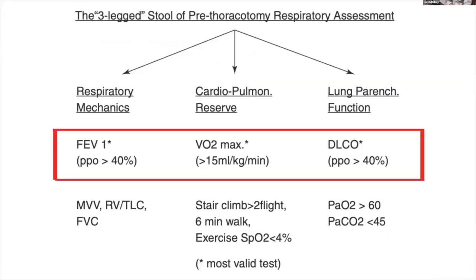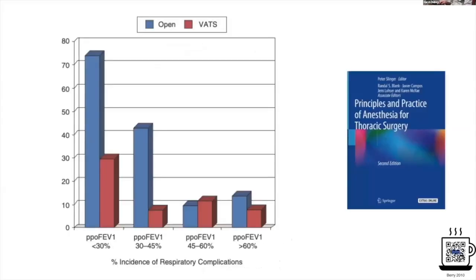So that's Peter Slinger's three-legged stool, and those are the cutoff values just to highlight what we've been mentioning. But of course, this is talking about pre-thoracotomy, and many of our patients that we see are now getting surgeries via a VATS approach. This is a nice graph taken from the Slinger textbook. It shows that in the blue, the open procedures, we start to see a major spike in risk of postoperative complications at around a predicted postoperative FEV1 of around 40%. In the VATS group, however, we don't see that spike until predicted postoperative FEV1 drops below 30%. So we've got a little bit more room to move with these patients who are having a VATS.